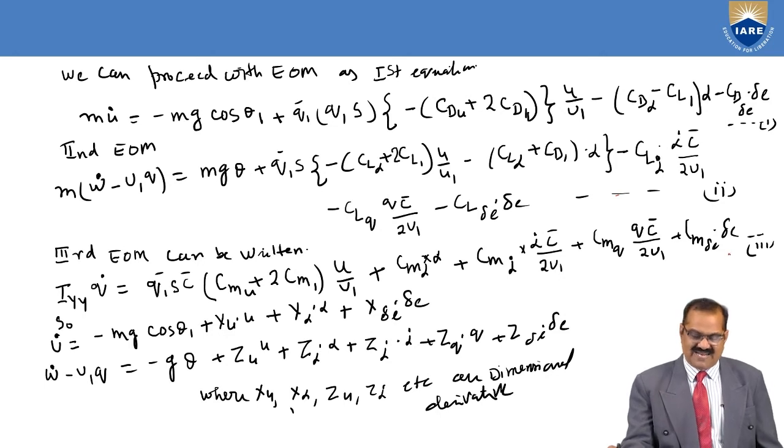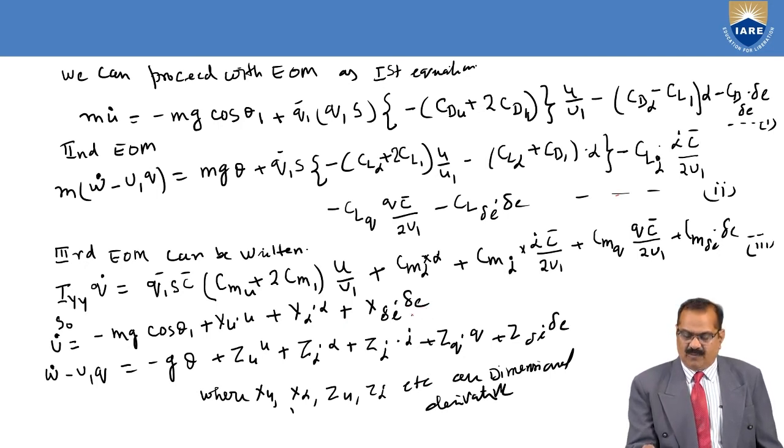So this we can write in the form that u dot is equal to minus m g cos theta 1 plus, here we can write, X u dot u plus X alpha dot alpha plus X delta E into delta E.